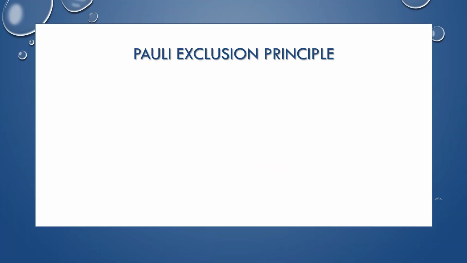Now, there are 3 rules for electron configurations that we're going to go over today. The first one's called the Pauli exclusion principle, and it basically says that each orbital can only have 2 electrons, and they will have opposite spin.